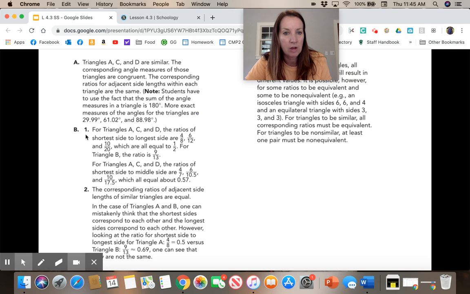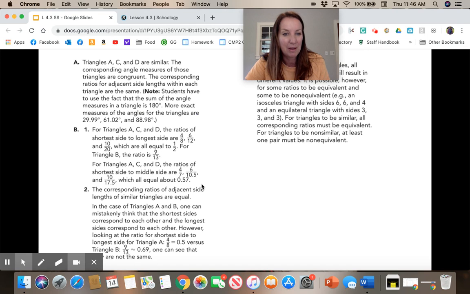For B1, triangles A, C, and D, the ratios of short to long were 4 to 8, 6 to 12, and 10 to 20, which were all equal to half. For triangle B, the ratio was 9 to 13, and that's how you would know that it was not similar with the others. For triangles A, C, and D, the ratios of short to middle were 4 to 7, 6 to 10.5, and 10 to 17.5, which all equal about 5.7 or 0.57, 57 hundredths.